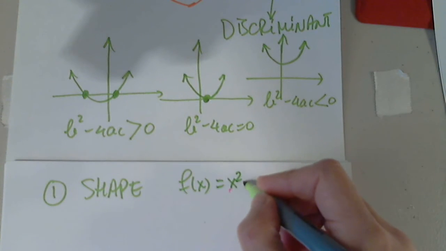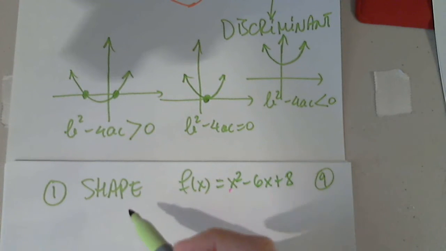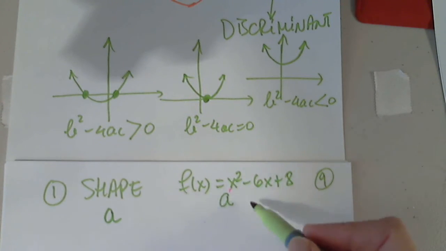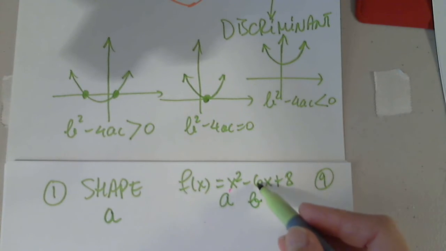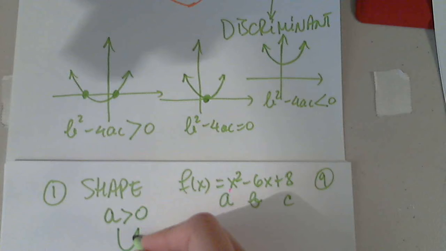So this is x squared minus 6x plus 8. The shape is given by the leading coefficient. The leading coefficient is 1, the middle coefficient is negative 6, and the free term is 8. Since the leading coefficient is a positive number, we know from transformations that the quadratic function has a minimum.